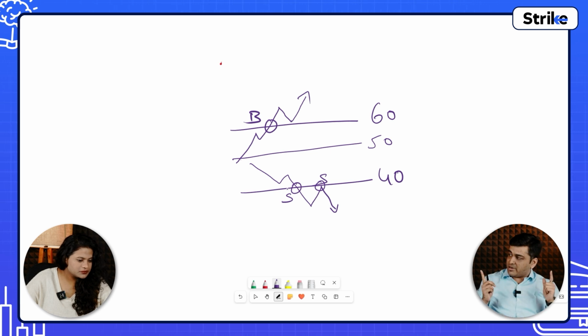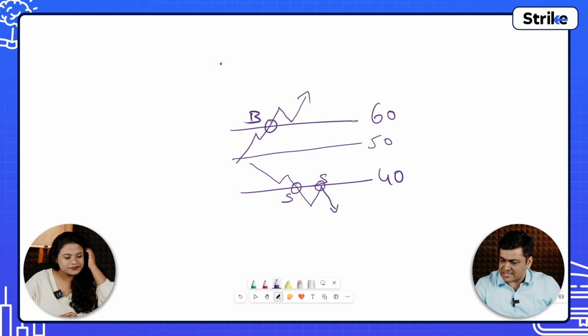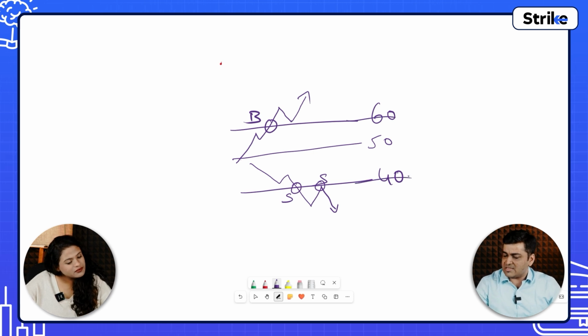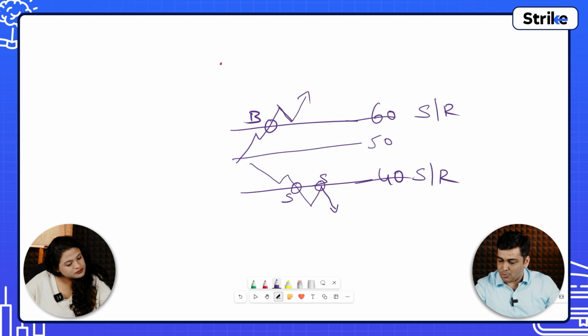Similarly, you remember support and resistance? Just like that, 60 and 40 levels will act like a support or resistance for the stock. So when there is a resistance breakout, you will buy. Whenever there is a support and bounce back, you will buy. Similarly, when there is a breakdown, you will sell. Whenever there is a resistance and price goes down, you will try to sell. Clear? Simple? Now, let's look at some charts and see some examples.